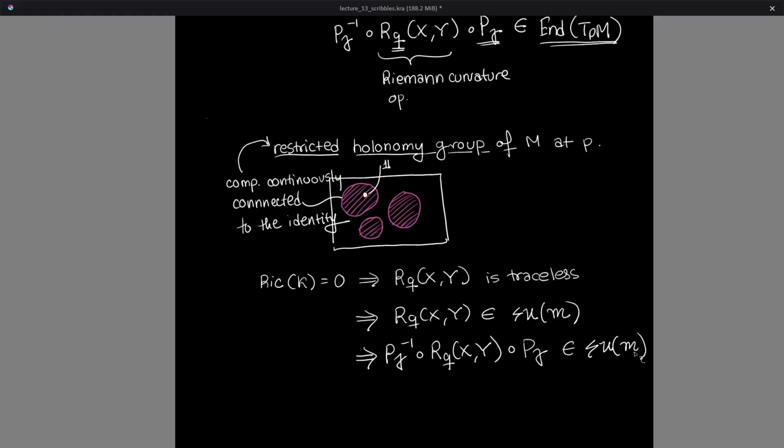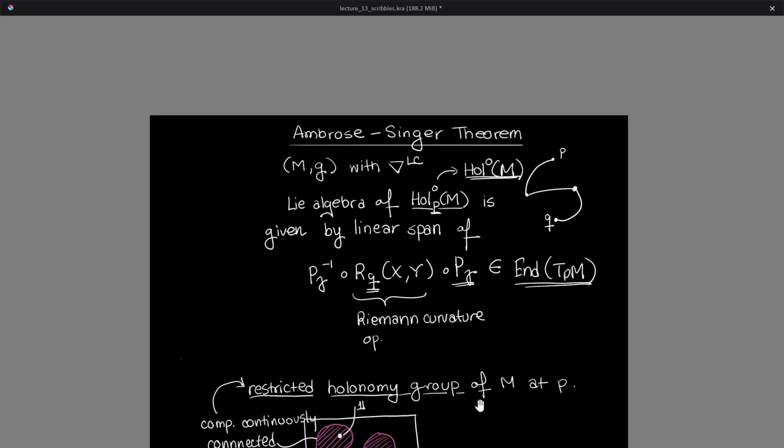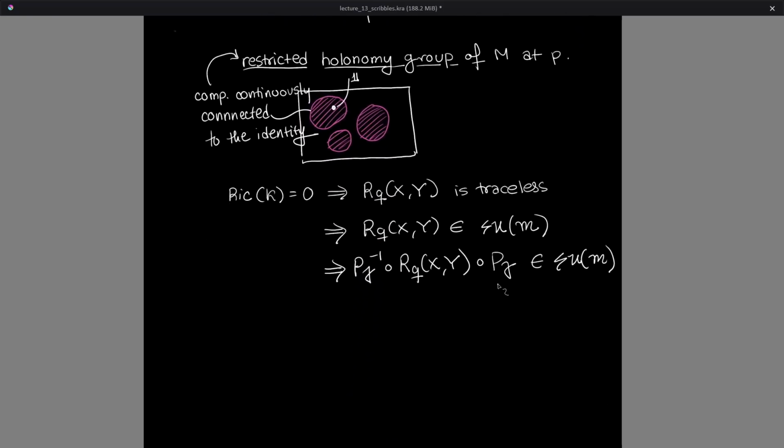And if this is the Lie algebra of the restricted holonomy group, then once you use the exponential map, this implies that Hol_P^0(M) is equal to SU(n), which is the Lie group that is connected, or that corresponds to that Lie algebra.